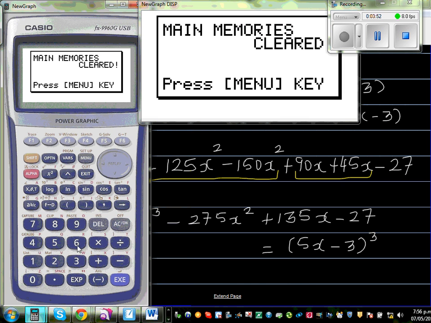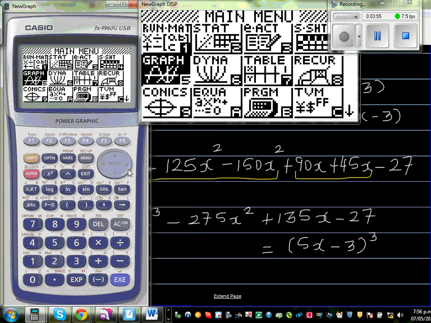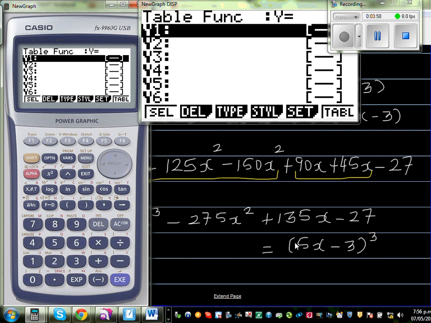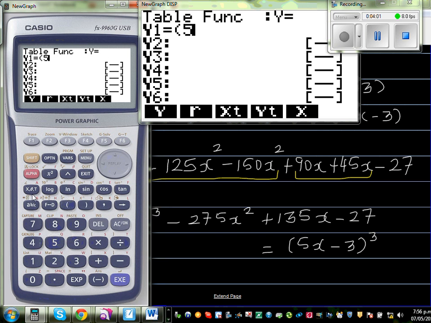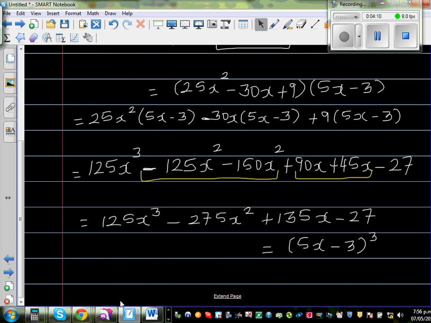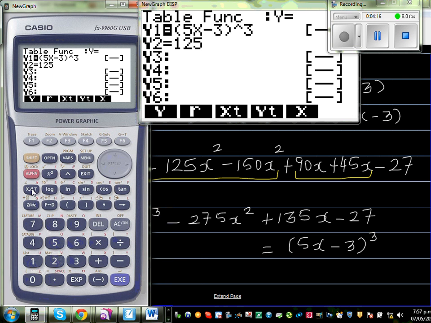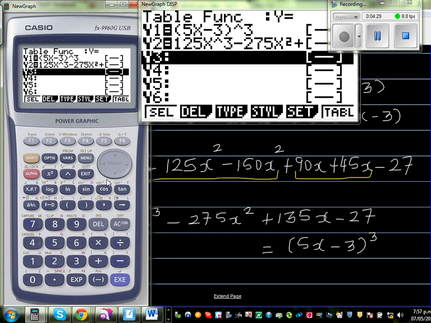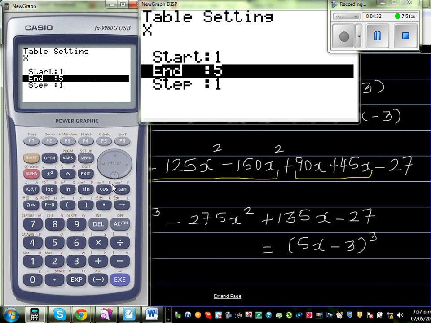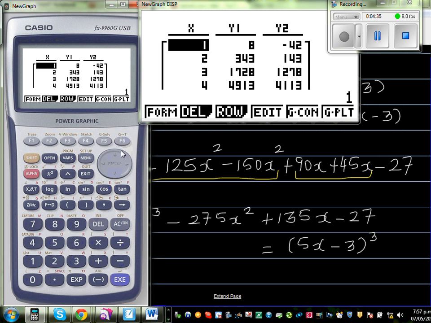So let us check this on a calculator. Go to your table menu, and in Y1 I'm going to type in the question like this: 5x minus 3 cubed, use this caret key. And in Y2 I'm typing in the answer, which is 125x cubed minus 275x squared plus 135x minus 27. Go to set. I'm going from 1 to 5, step of 1. That's fine. Execute and find the table.